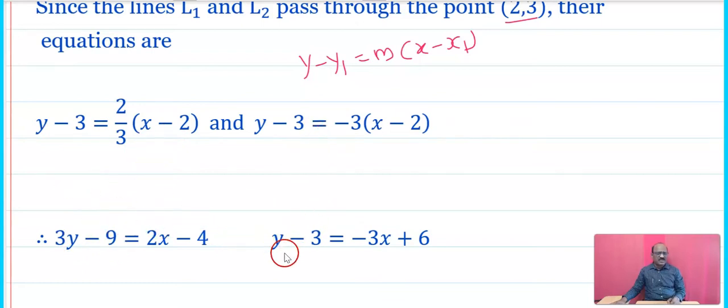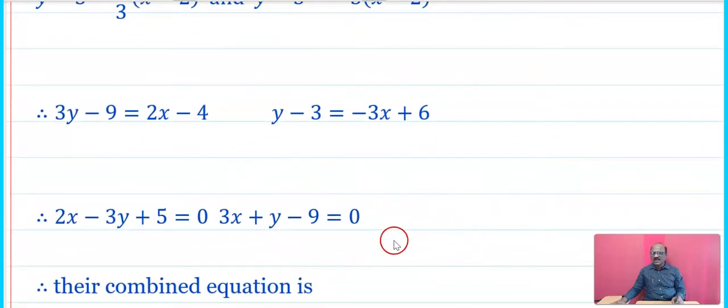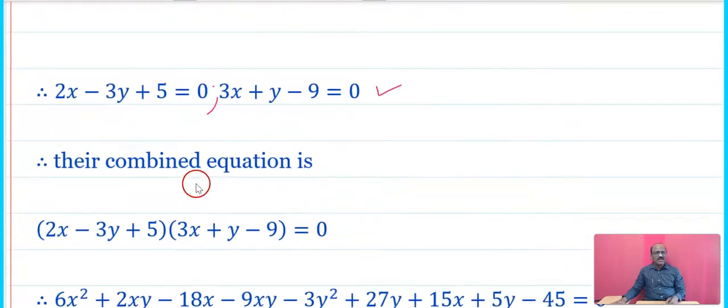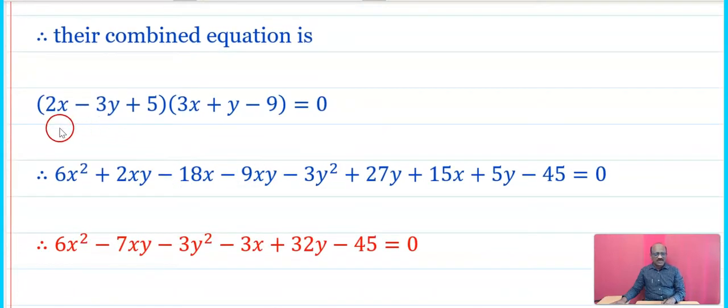Again simplify this: y minus 3 is equal to minus 3x plus 6, and if we simplify this again, you will get 2x minus 3y minus 9 will become plus here, that is minus 4 plus 9, you will get 5. Therefore 2x minus 3y plus 5 is equal to 0, and another line is 3x plus y minus 9 is equal to 0. Now their combined equation is (2x minus 3y plus 5) in the first bracket and in the second bracket (3x plus y minus 9) is equal to 0.